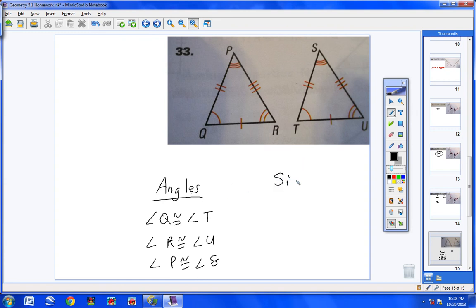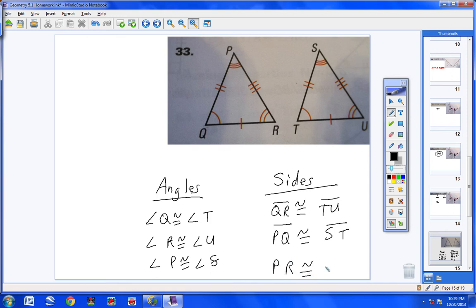Now, the sides are a little more difficult, so be careful here, okay? Actually, they're not because they're marked for you, so actually it's pretty easy. Side QR and TU both have one slash, so I'm going to say QR is congruent to TU. And then notice that PQ has two slashes and ST has two slashes. So I can say PQ is congruent to ST. All right? And then this side here, PR has 3 slashes, SU has 3 slashes. So I can state that PR is congruent to SU. So that's all they wanted you to do. They just wanted you to list out the congruent parts.